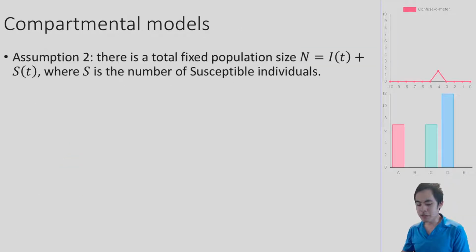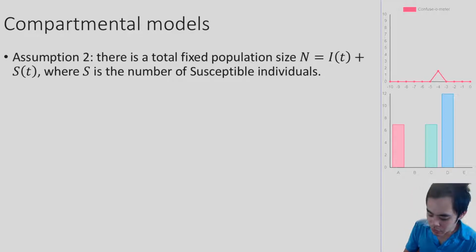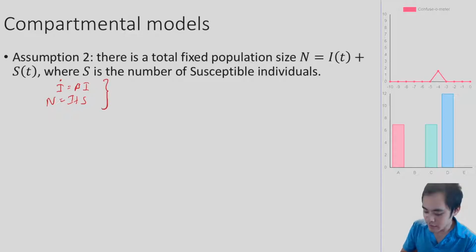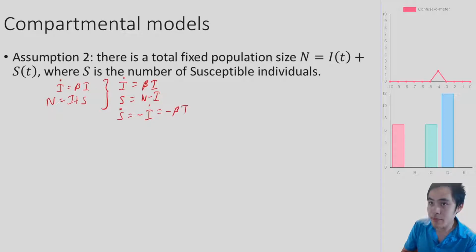So let's give another assumption. Another assumption might be there's a total fixed population size n, which is equal to I of t plus s of t, where s is the number of susceptible individuals. If that's the case, we still have I dot is equal to beta I, and n is equal to I plus s, which together implies that I dot is equal to beta s, which is beta times n minus I, and s dot is equal to minus I dot, which is equal to minus beta I.